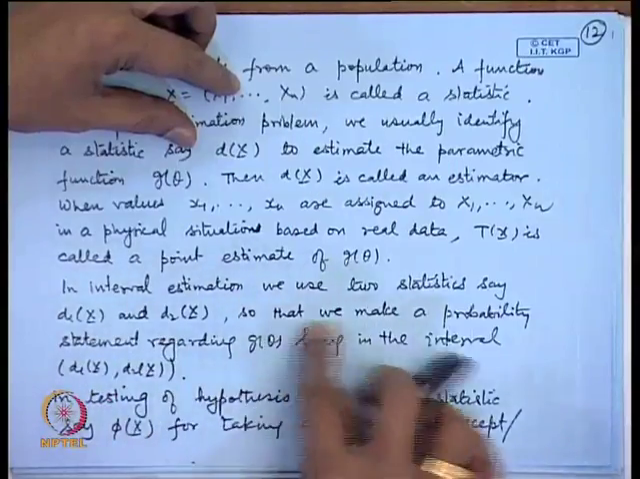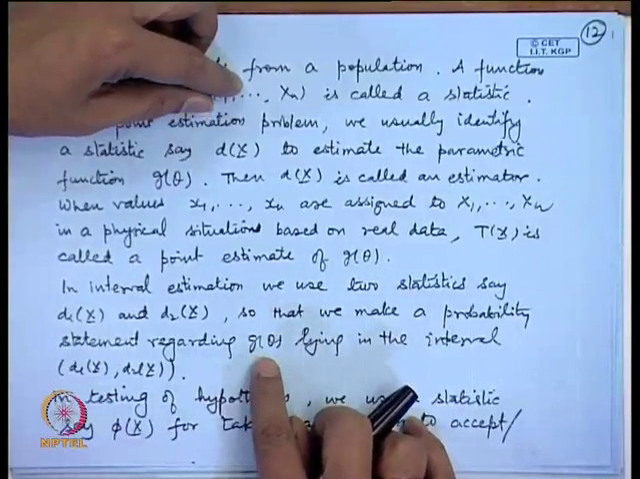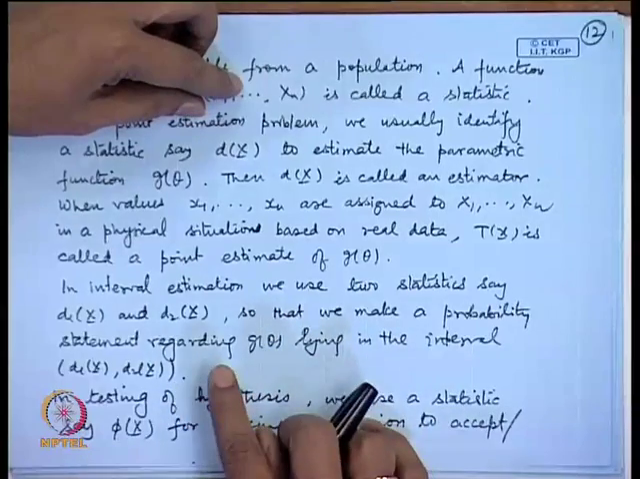For example, in the normal distribution one may use the sample mean to estimate mu, and one may use the sample variance, say 1 by n sigma (xi minus x bar) whole square, to estimate sigma square. In an interval estimation problem, in place of one statistic, as in point estimation where we propose one, that is d(X), we need two, that is the end points of the interval where my parameter of interest is supposed to lie. So, we need to specify, say, d1(X) and d2(X), so that we can make a probability statement regarding the parametric function g(theta) lying in the interval d1 to d2.